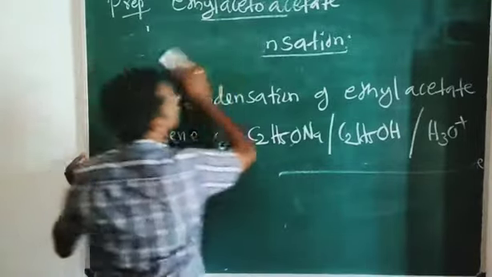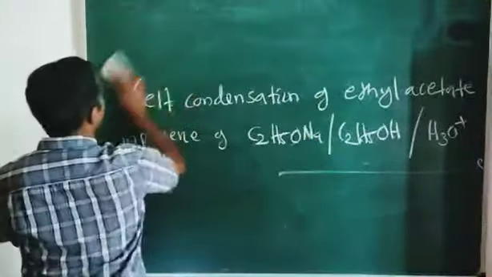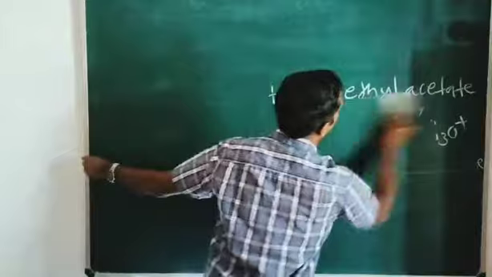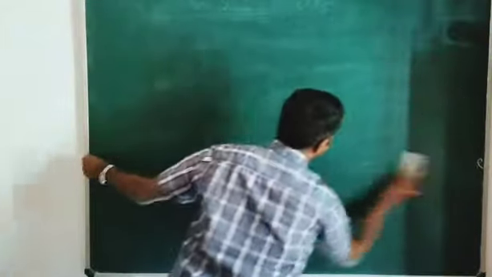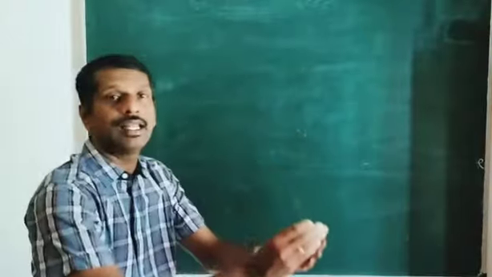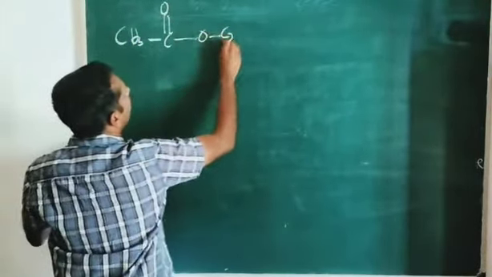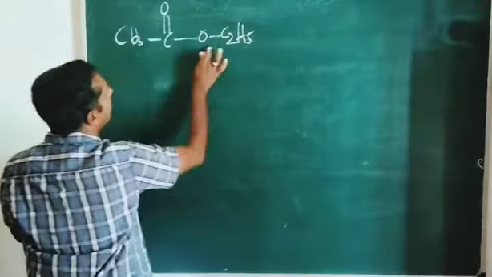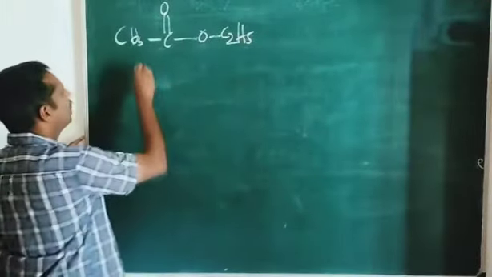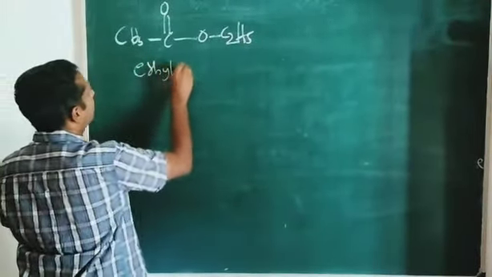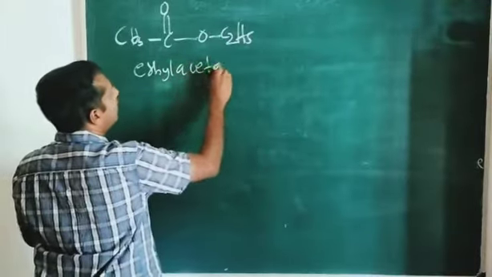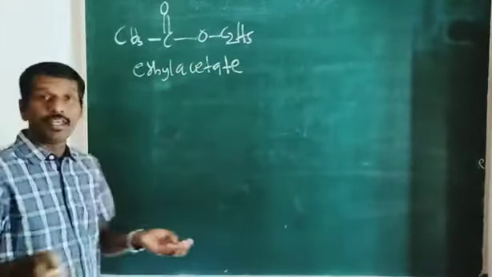Now, the mechanism of Claisen condensation is very important. Before that, Claisen condensation means the self-condensation of ethyl acetate. What do you mean by ethyl acetate? Look at here: CH3, CO, OC2H5. This is ethyl acetate, an ester. Self-condensation means we need two molecules.